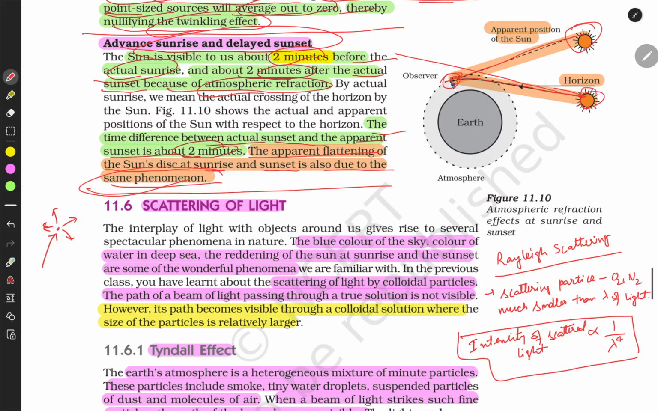Let's talk about a different phenomenon, which is scattering of light. What happens is that when light falls on a particle which is very small, it scatters. The light scatters here into different directions.